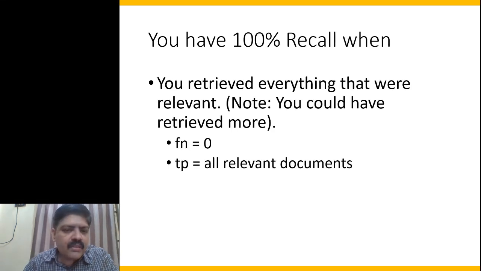Okay, so now let's talk about the other part of our objective. We say that we have 100% recall when we retrieve everything that is relevant. So if our system has 4 relevant documents, we want to retrieve all 4 of them. In that case, we say that we have 100% recall. So what does this mean in our terminology? It means that the true positive count matches all the relevant documents that we have in our system.